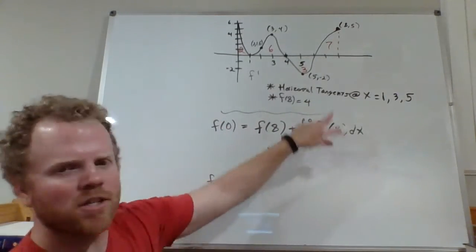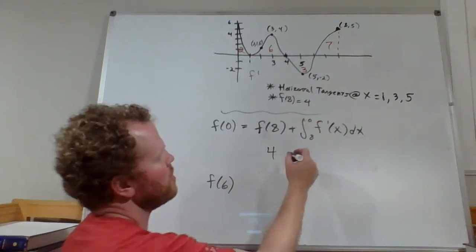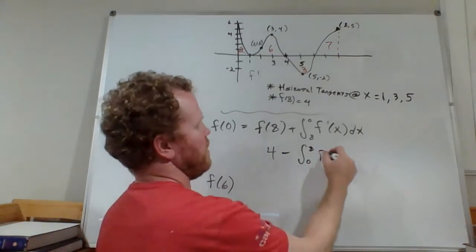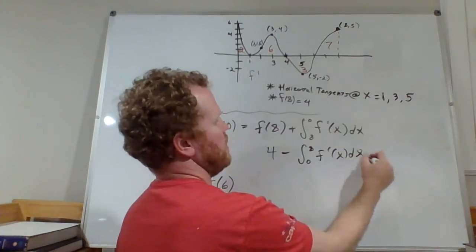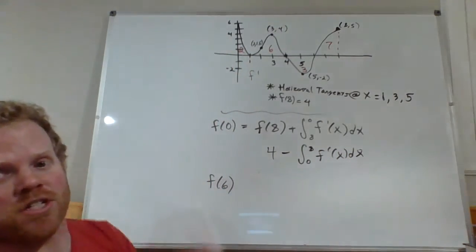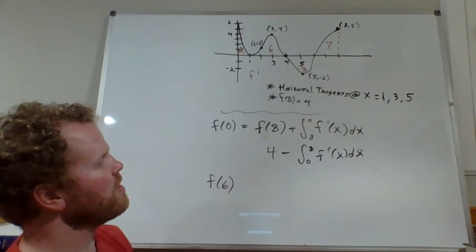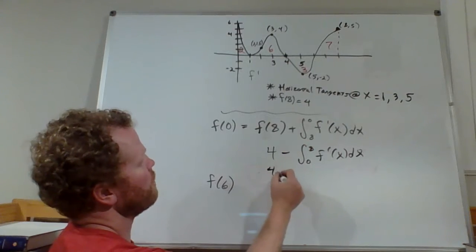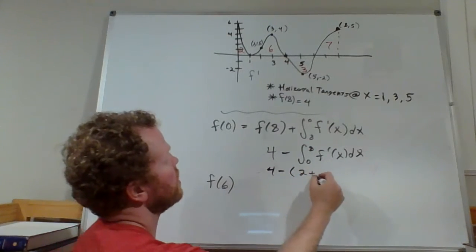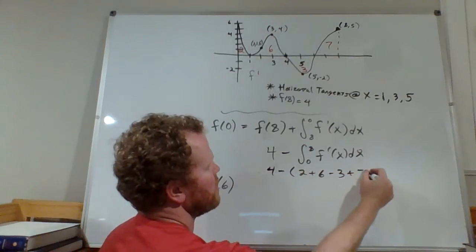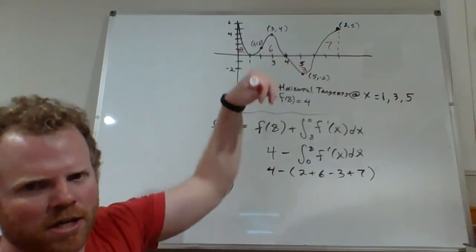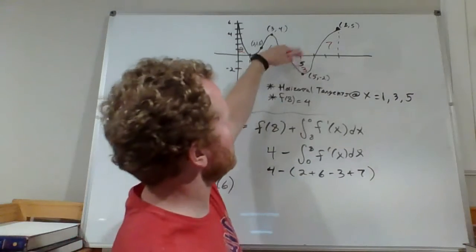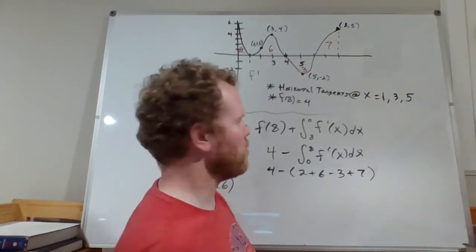You might find it easier to flip these limits and change it to a minus and go from 0 to 8 of f prime of x dx. And then that's where the areas under all these curves come into play. So let's find all those areas and then we should be okay. Starting from 0 and going to 8, we should get 4 minus 2 plus 6 minus 3 plus 7. Minus 3 because that one's down. The area of a region can't really be negative, but we know that this is negative because it's down, and that's what the integral does for us.